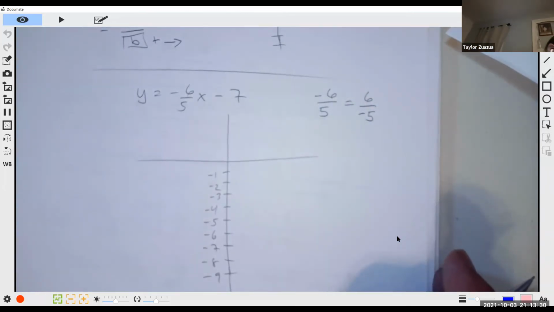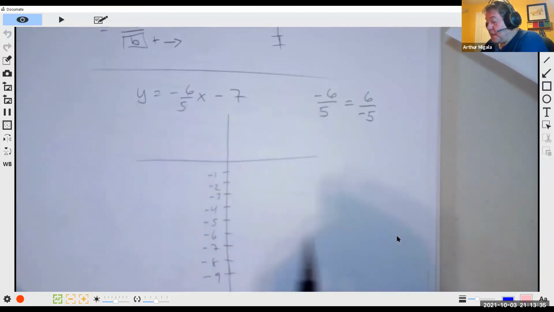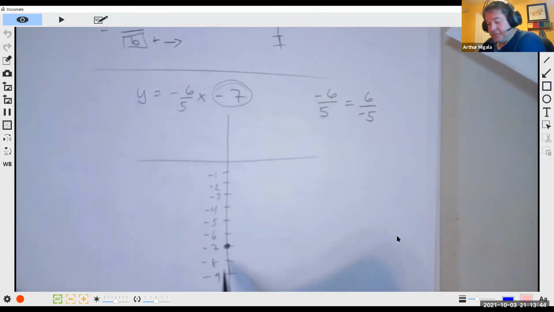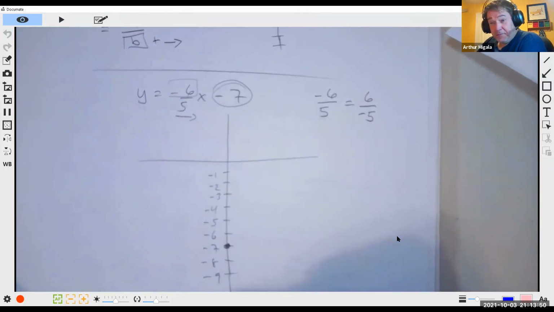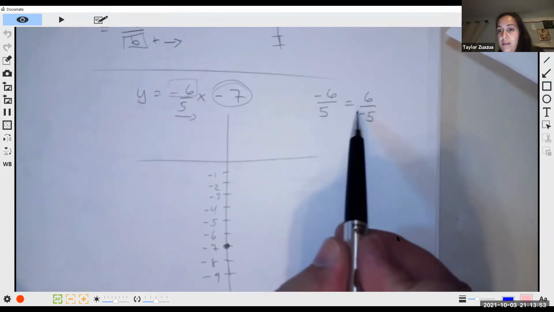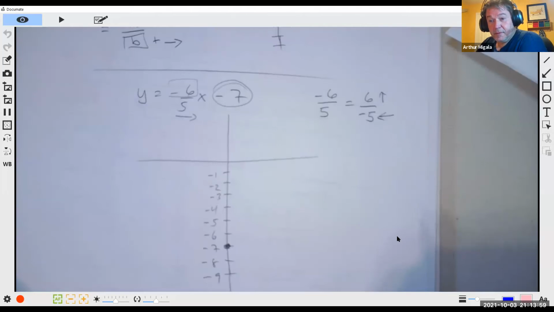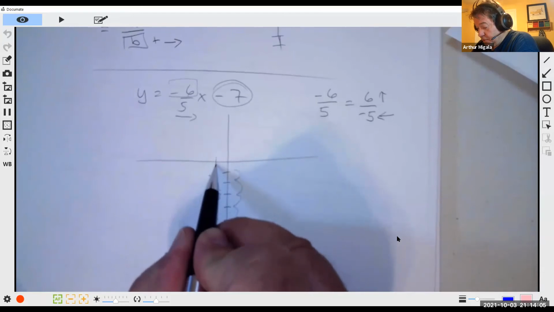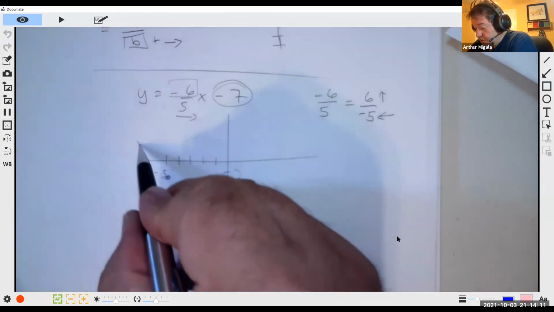Yeah, so that's what mine is. Negative 6/5. We first plot this negative 7. Now, since your graph is supposed to go down 6 spaces and then over 5, but it won't fit there, this means the same thing. Let's go up 6 and to the left 5. We could do it just backwards. So 1, 2, 3, 4, 5, 6. 1, 2, 3, 4, 5. So there's our graph.